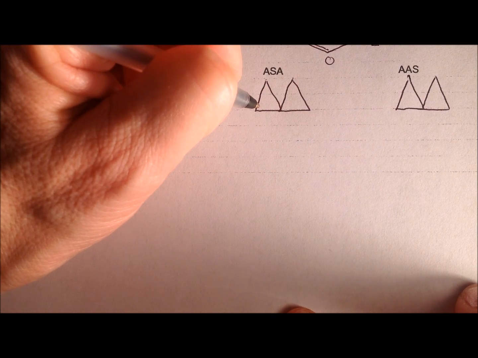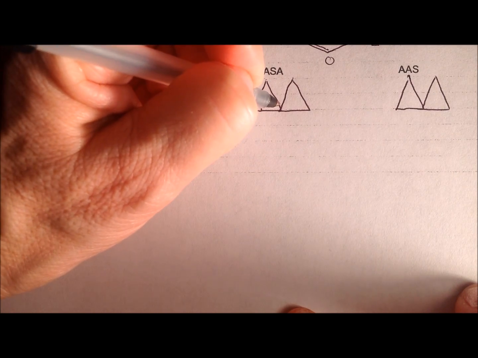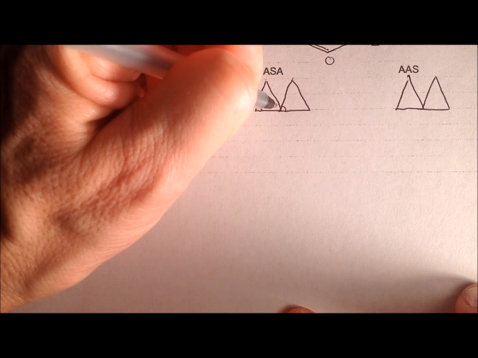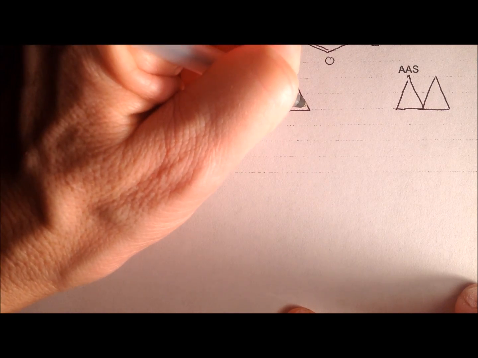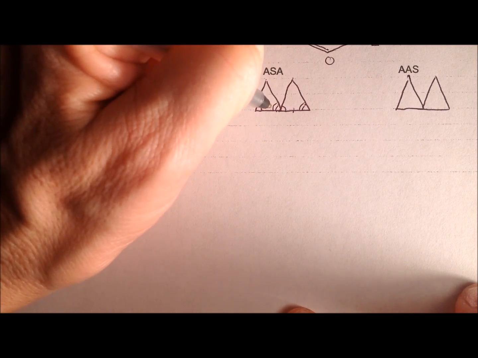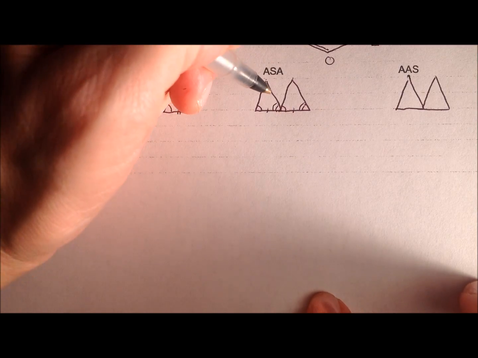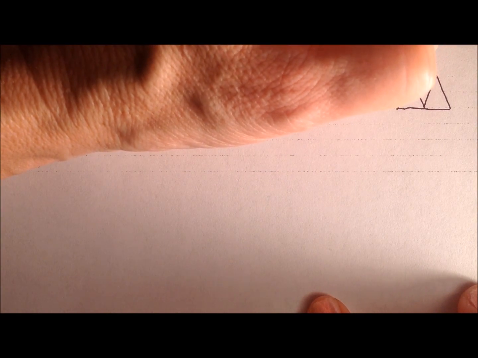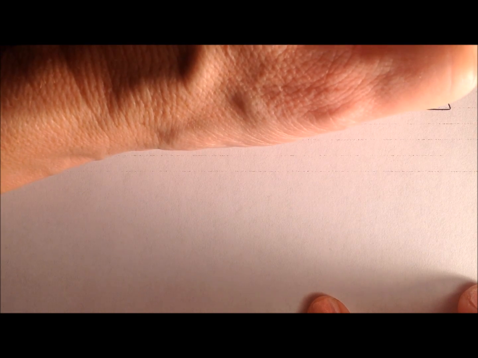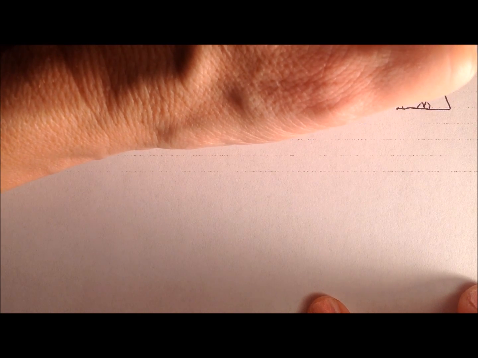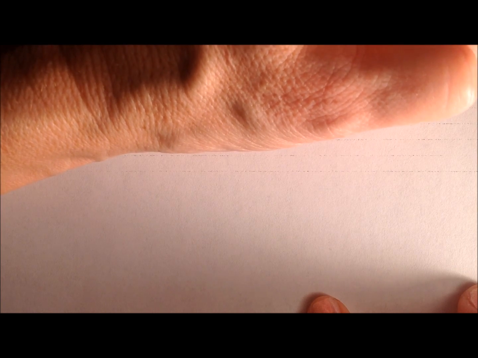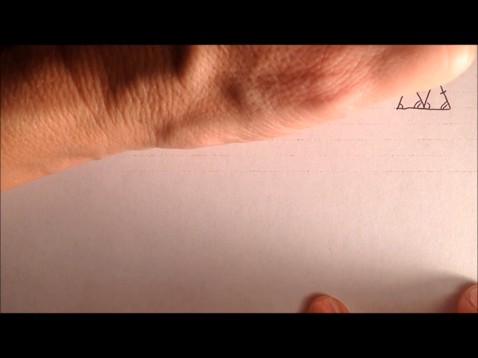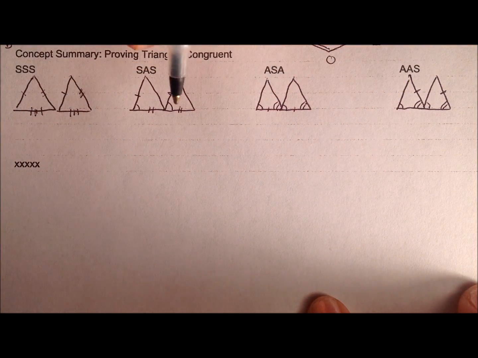With angle side angle, we have angles that are congruent and the included side. Once we have these things proved, then we know our triangles are congruent. And lastly, 2 angles that are congruent and then a side. So those are the 4 different ways we can prove triangles congruent.